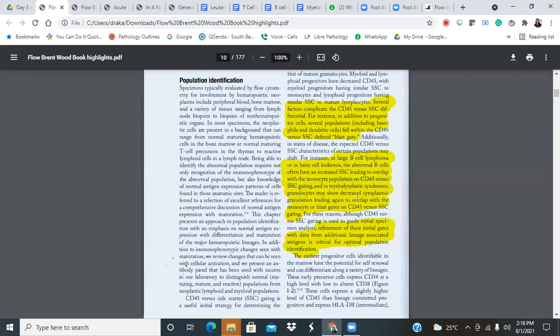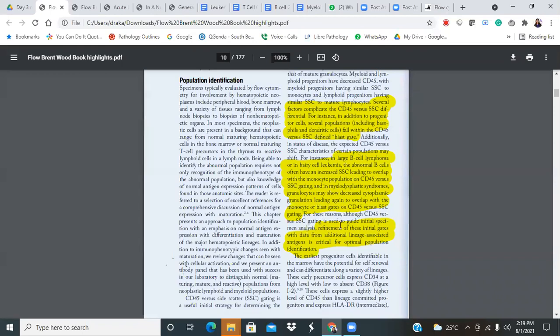And in myelodysplastic syndromes, granulocytes may show increased or decreased cytoplasmic granulation. So this is important: the side scatter will be reduced in case of hypogranular neutrophils or hypogranular precursors, even if they are present. So those will have low side scatter, leading to overlap with the monocyte gate again and a blast gate on CD45 versus side scatter gating.